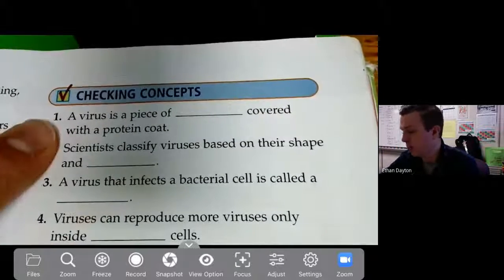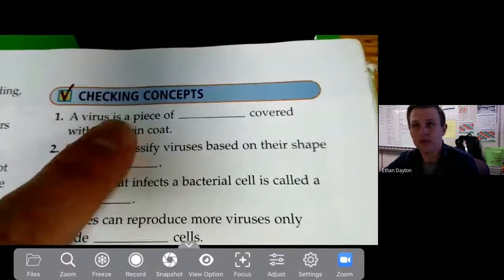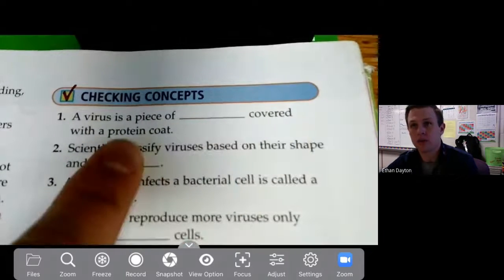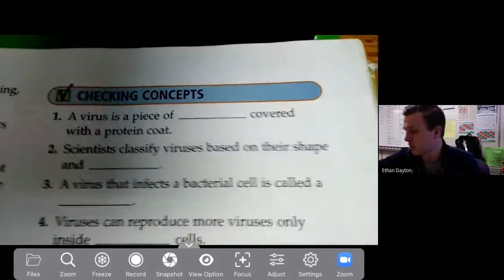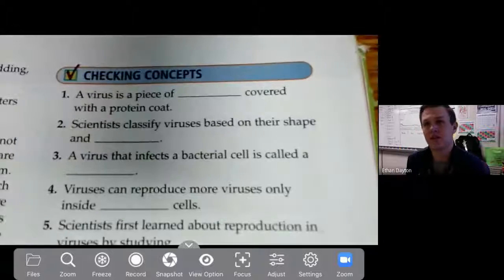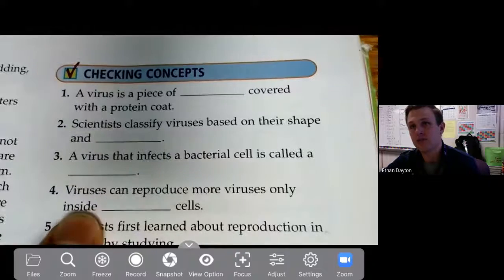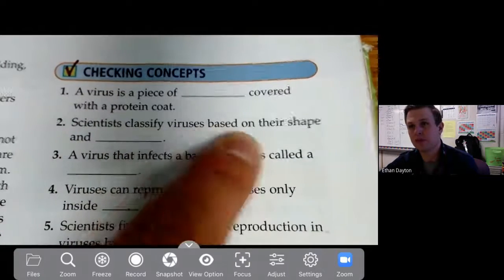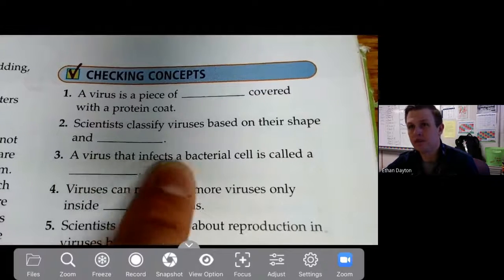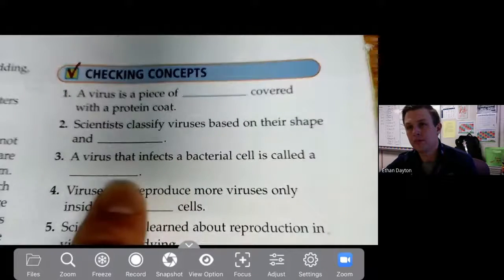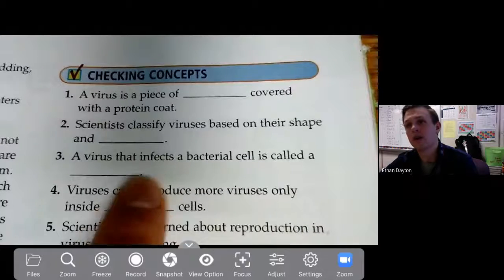Ready? Here we go. Number 1 says a virus is a piece of blank covered with a protein coat. Remember that you need to be answering these in complete sentences in your science notebook. Complete sentences. Scientists classify viruses, number 2. Scientists classify viruses based on their shape and blank. Number 3, a virus that infects a bacterial cell is called a blank.